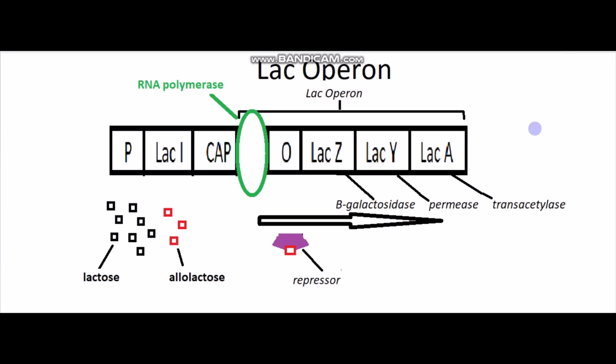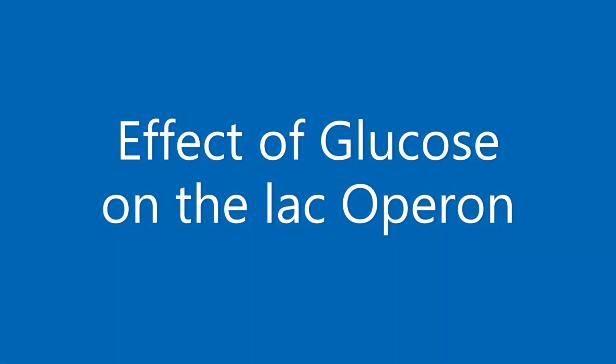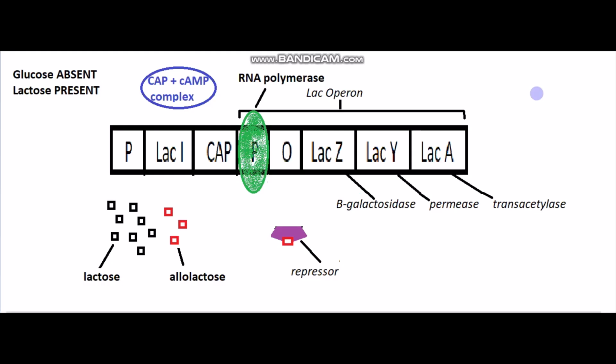And this is how the binding of allolactose to the repressor switches on the operon. Now we are going to discuss the effect of glucose on the level of transcription of the operon and how glucose affects the rate of RNA polymerase.